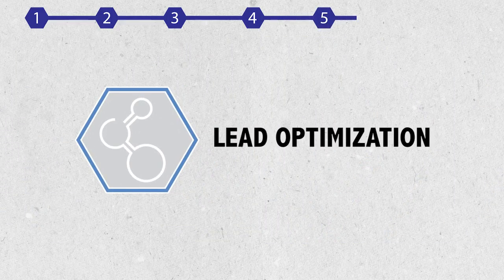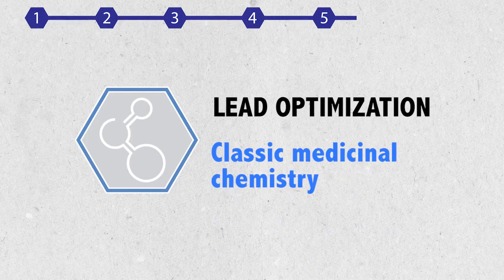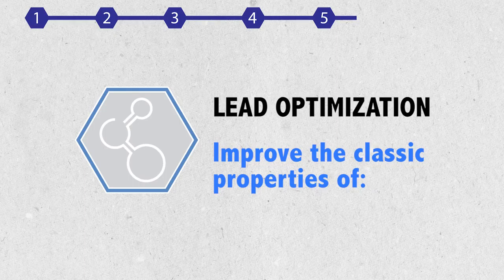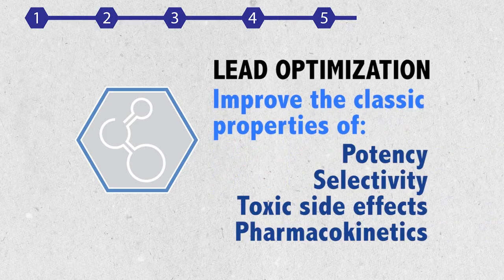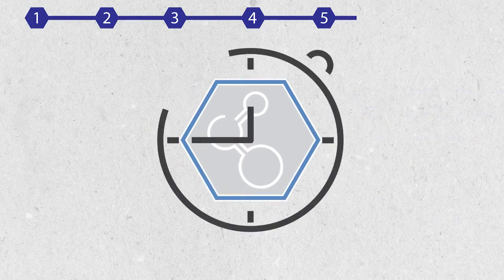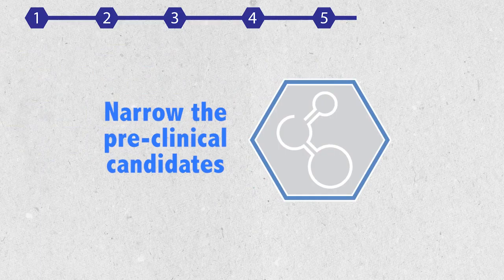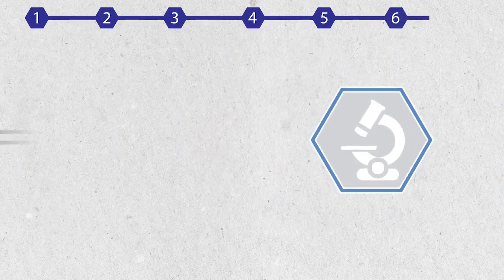Traditionally, lead op is classic medicinal chemistry. This is really the part where everyone has to start improving the classic properties: potency, selectivity, toxic side effects, and pharmacokinetics. A few months would be the shortest lead op that you can imagine, and a few years is not unheard of either. But once lead op has narrowed things down to just 1, 2, or 3 clinical candidates, then you move on to preclinical development.